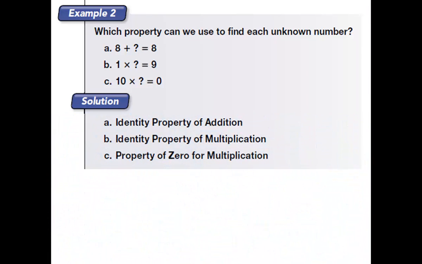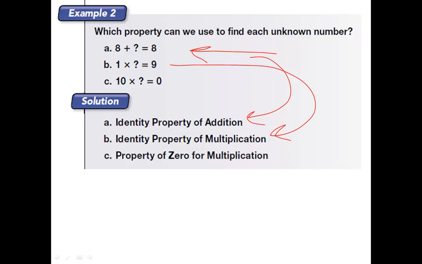In example 2, which property can you use to find each unknown number? In this case here, 8 plus what would equal 8? Well, 8 plus 0 would equal 8. So we know that that property is going to be the identity property of addition. Here, 1 times what would create a 9? Well, anything times 1 is itself, so it's the identity property of multiplication, which says that anything times 1 is itself. And then down here, what would have to be there in order for this answer to be 0? 10 times 0 equals 0. Anything times 0 is 0. That is the property of 0 for multiplication.